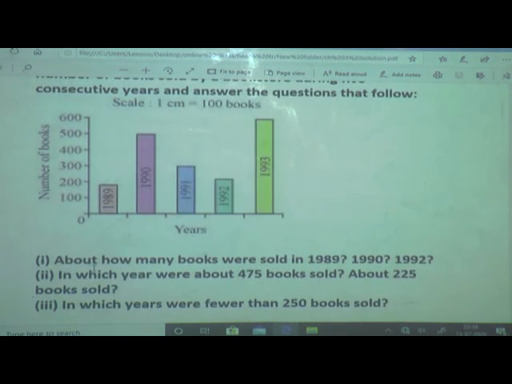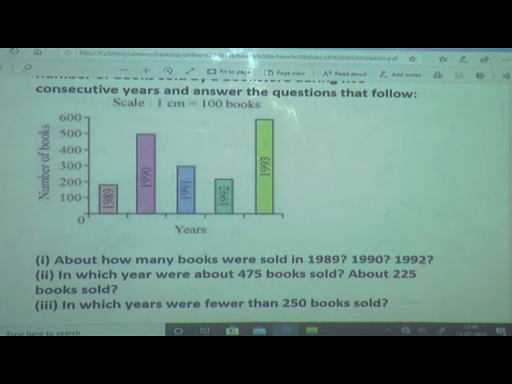Now we have some questions. How many books were sold in 1989? You can see this bar. Compare where it ends, near 200 but not exactly 200. It is somewhat less than 200. We can say the books sold in 1989 may be 195. Then in 1990, 500 books were sold in that particular year.